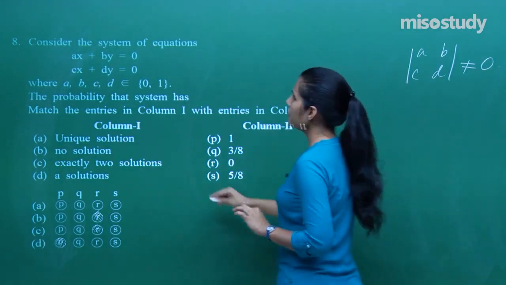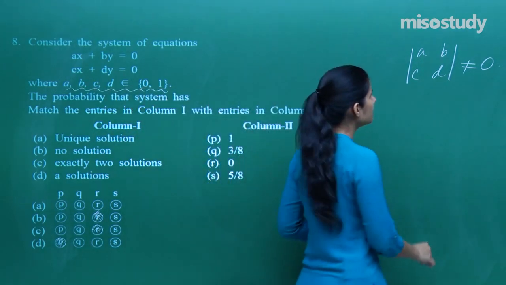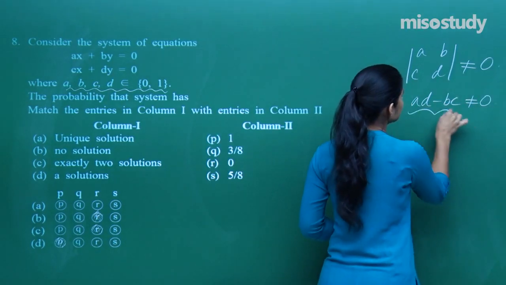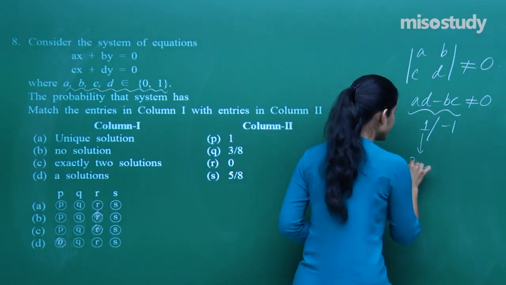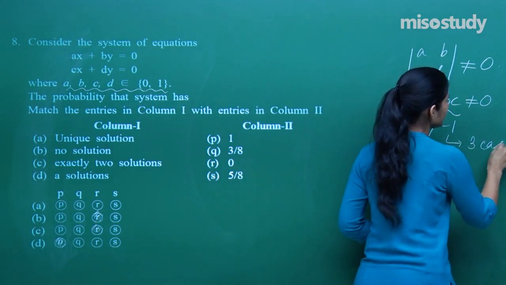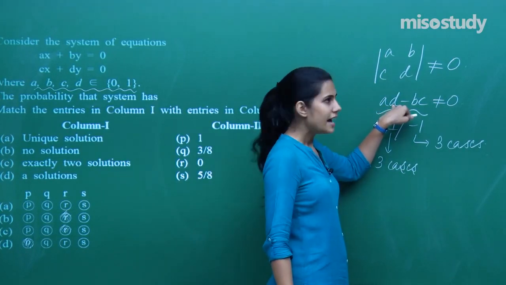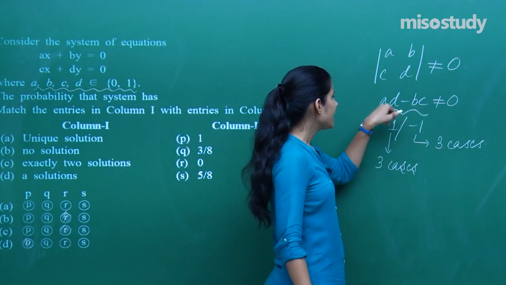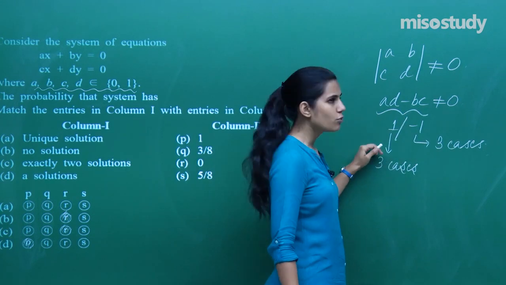And over here again the same scenario is occurring, that A, B, C, D is coming from this set. This determinant can be non-zero when it is equal to 1 or minus 1. This can be 1 in 3 cases we just saw, and this can also be minus 1 in 3 cases. When A is 1, D is 1 and B is 0, C is 0; A is 1, D is 1, B is 0, C is 1; A is 1, D is 1, B is 1, C is 0. These are the 3 determinants which are going to give you 1 as the value.